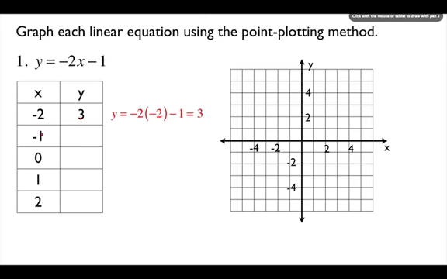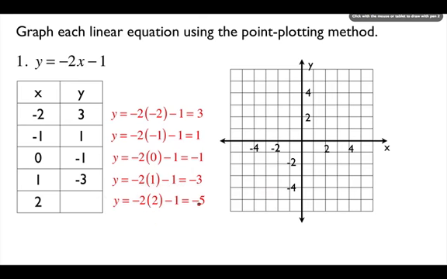Then I'm going to do the same thing for when x is equal to negative 1. Negative 2 times negative 1 is positive 2. Take away 1 is equal to 1. When x is equal to 0, I plug in x equals 0 and simplify, I get negative 1. Same thing when x equals 1. Notice that I get negative 3. And then when x is equal to 2, I get negative 4 minus 1, which, changing the subtraction to addition with adding integers, gives negative 5.